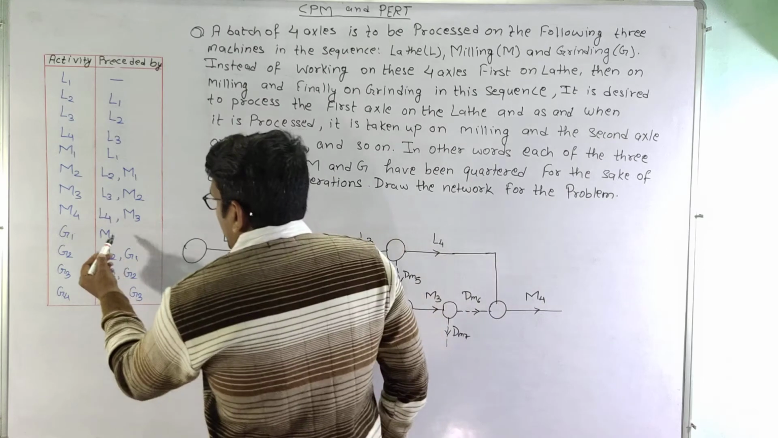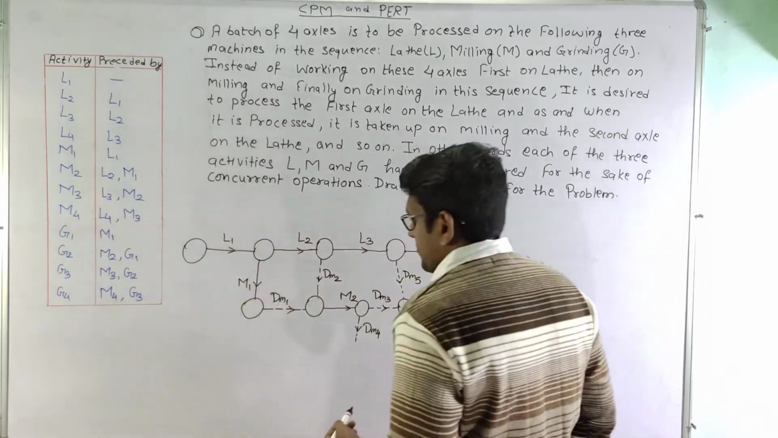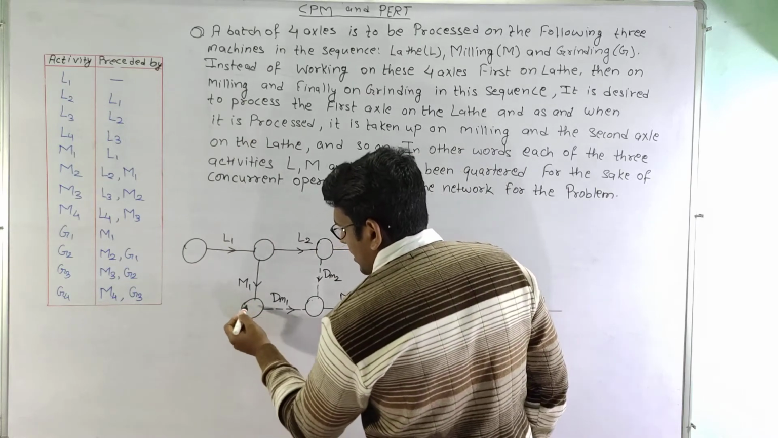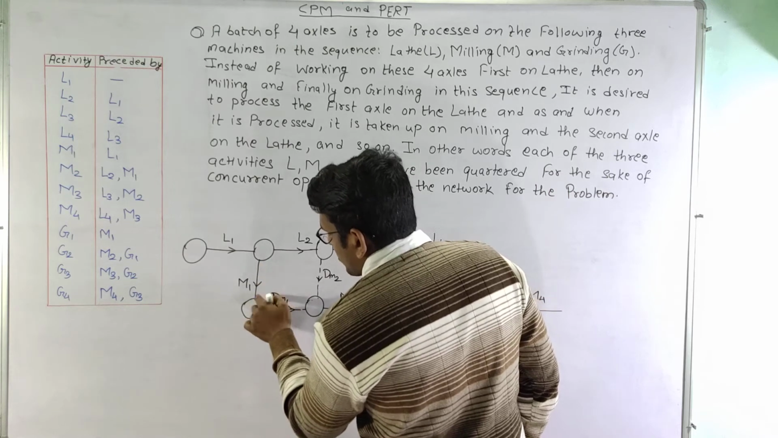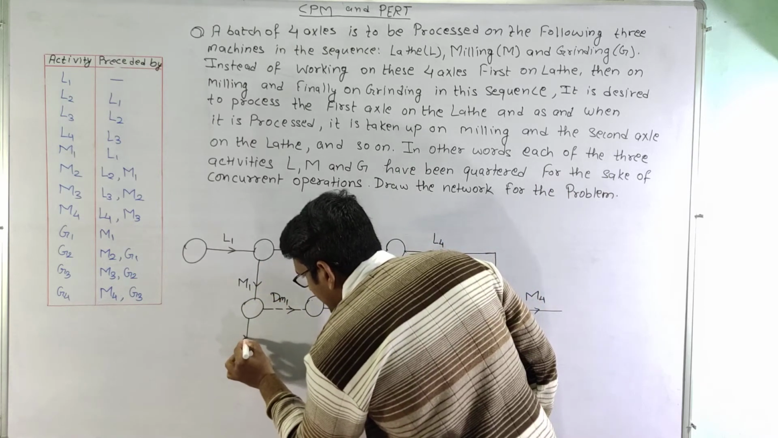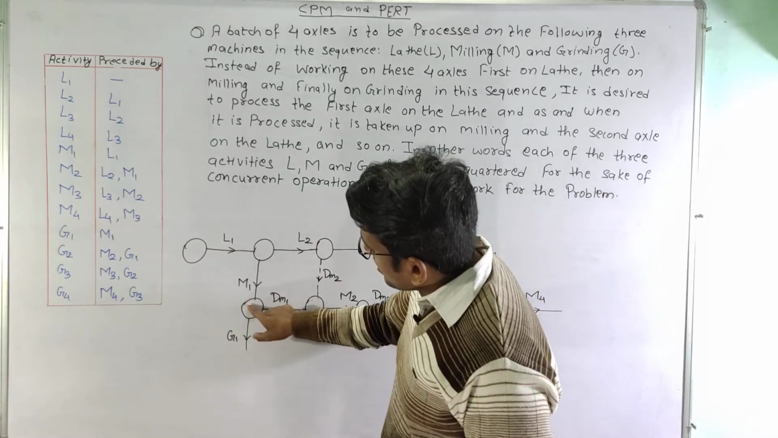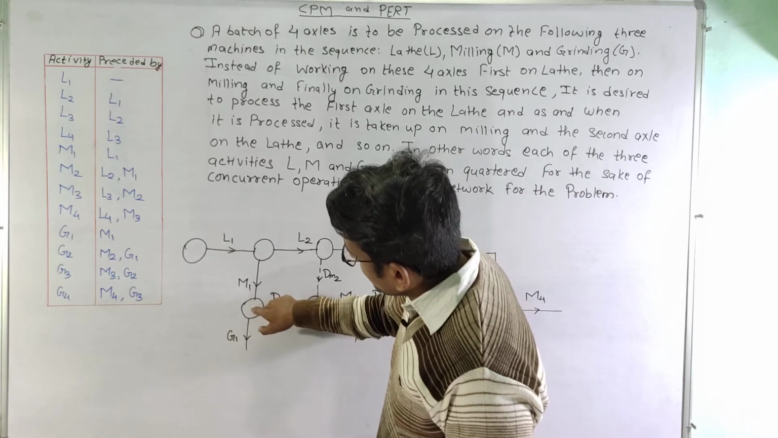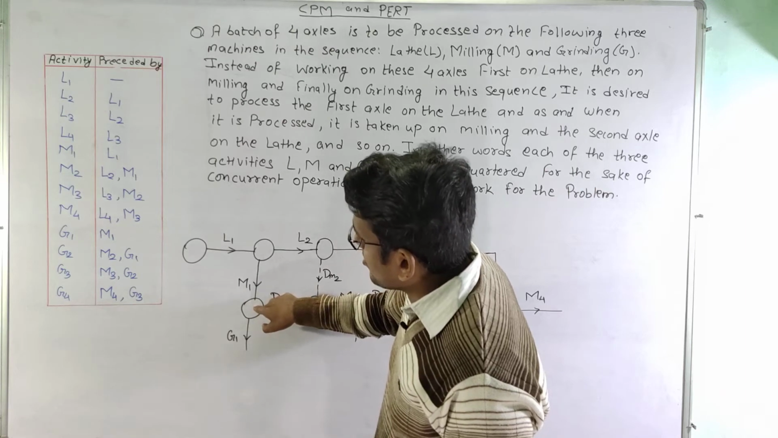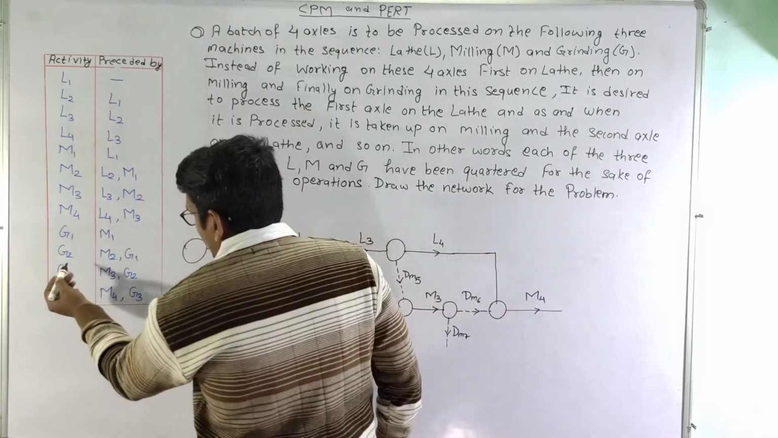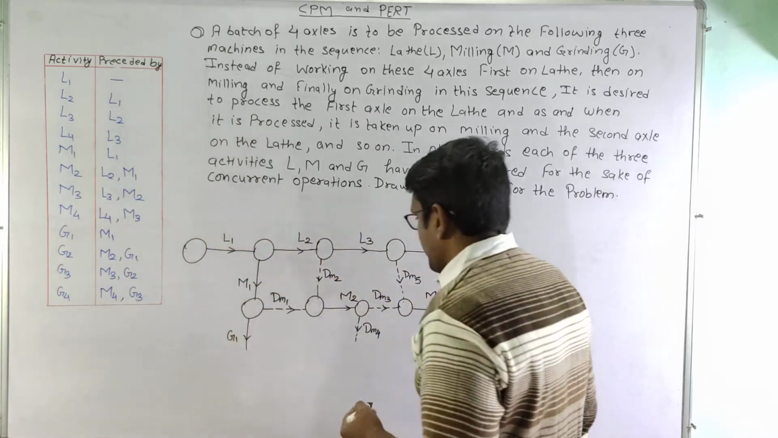Now moving here, we can see that the G1 activity is preceded by M1 only. So here we have the node where it is preceded by activity M1 only. So we can start activity G1 directly here, because G1 is preceded by only M1. And this node shows the precedence where M1 only is preceded.